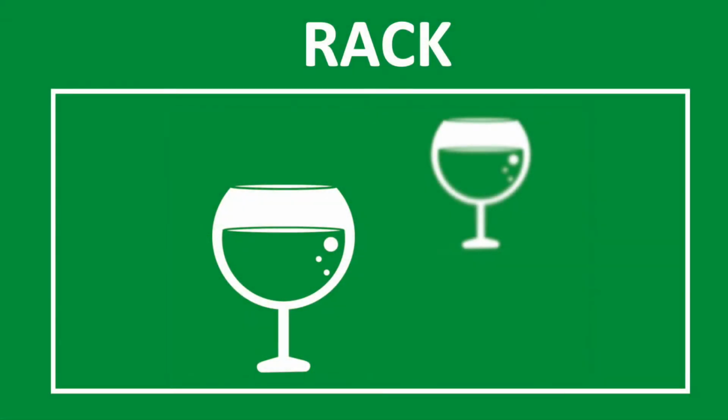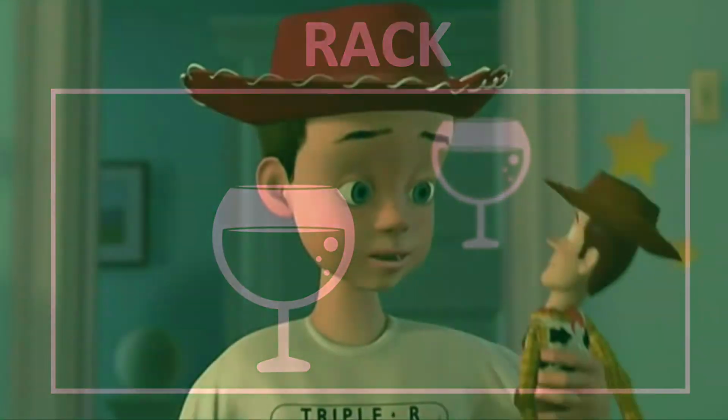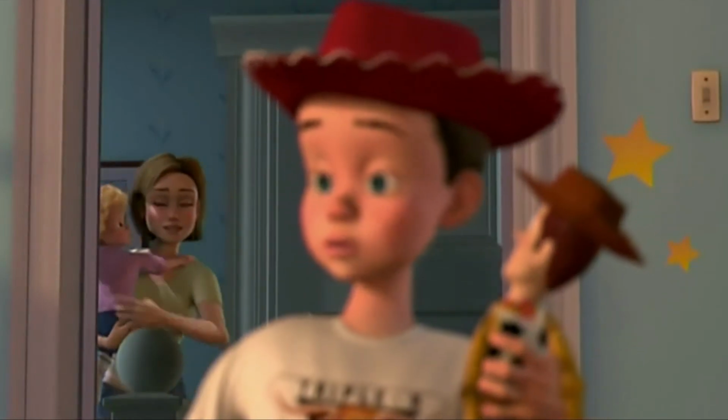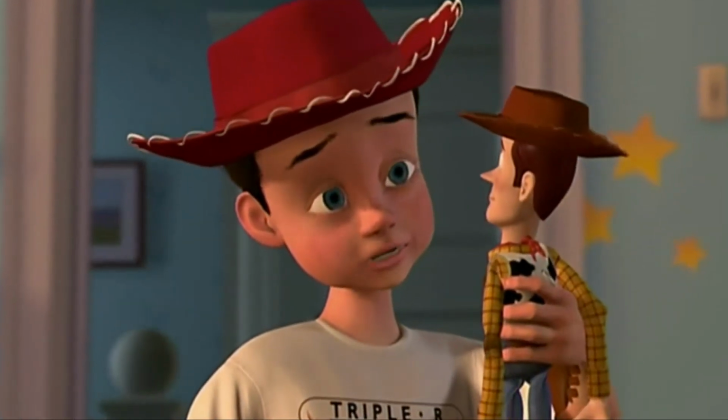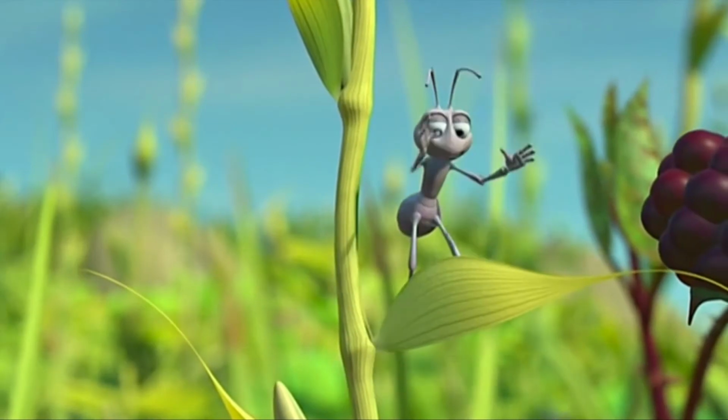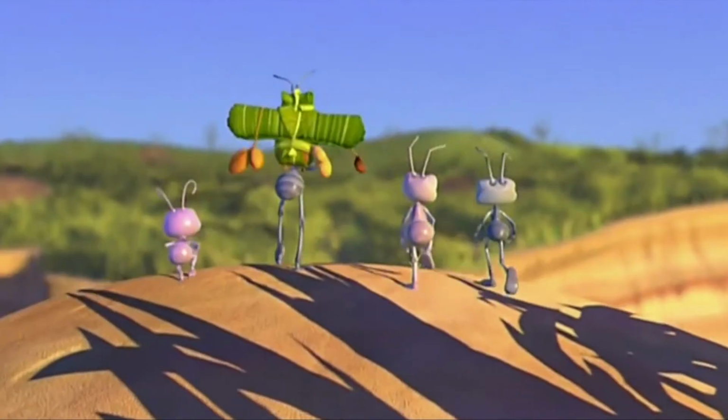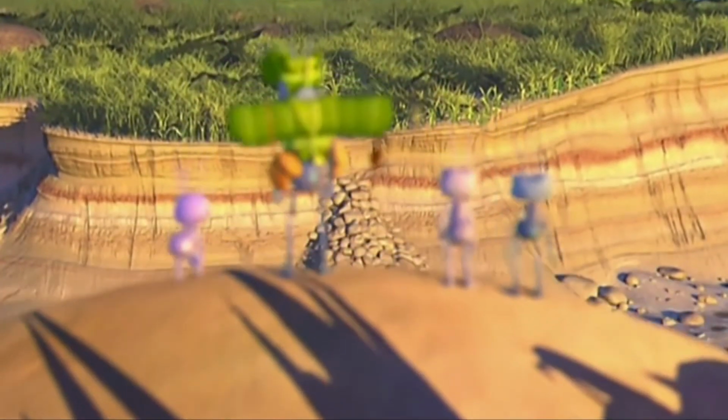Rack focus shifts the focus from something in the background to something in the foreground, or vice versa. The camera stays in one spot, but the viewer's point of attention is shifted as the camera changes its focal point.